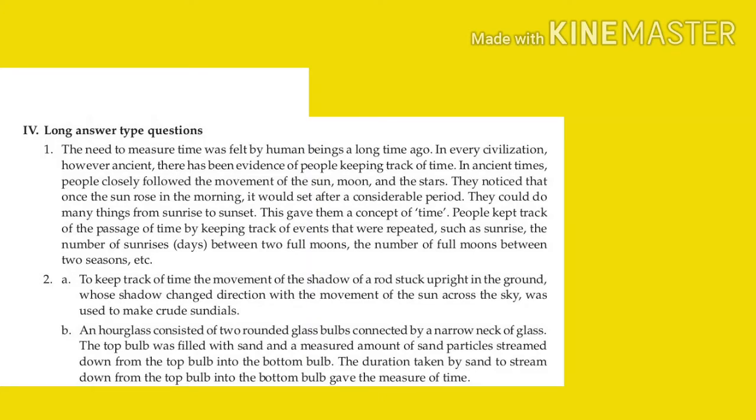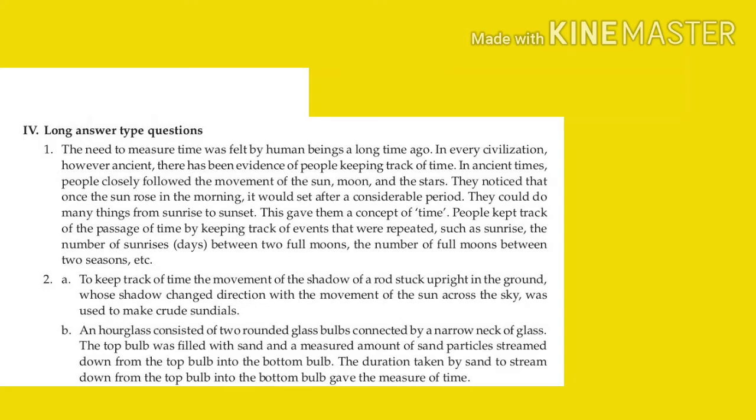So to keep track of time, the movement of the shadow of the rod, तो rod का movement है, एक shadow जैसा fall करता है in the ground, whose shadow changes direction with the movement of the sun. जैसे sun move करता रहता है उसका direction भी shadow का change होता रहता है. Was used to make the crude sundials. Crude means the natural way, naturally वो धीरे धीरे change करता है अपना direction. कोई उसको force नहीं करता है change करने के लिए.